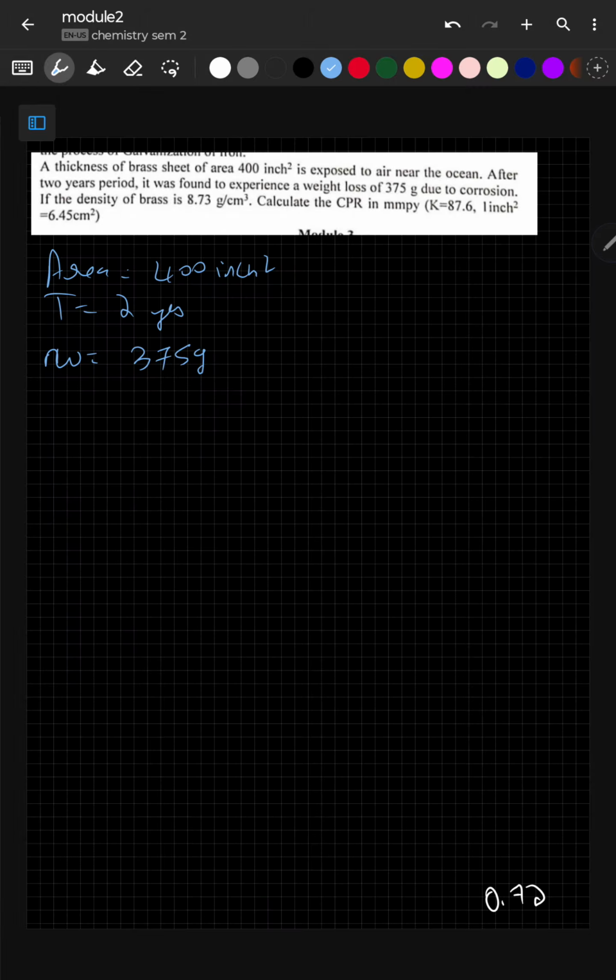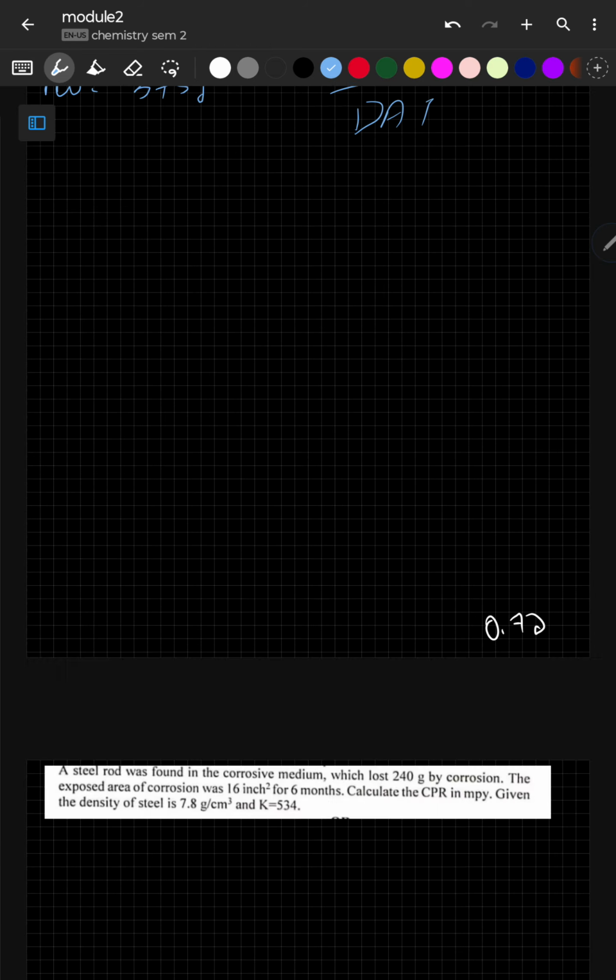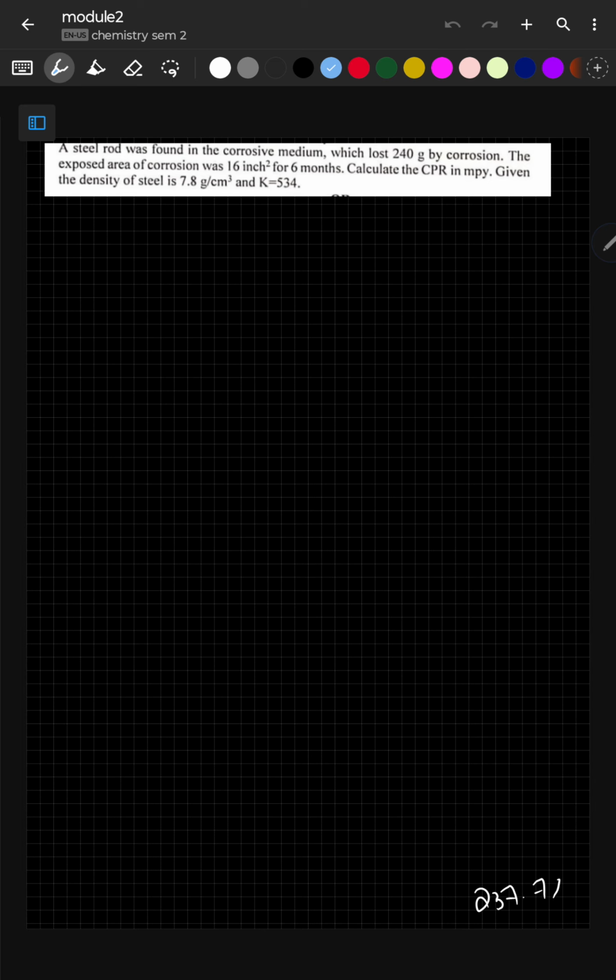Question number 3. A thickness of brass sheet of area 400 inch square exposed to air near the ocean. After 2 years time period was found to experience a weight loss of 375 grams due to corrosion, the density is 8.73 gram. Same thing. We have done mmPy, MPy both. They've given the K value also, and they've given 1 inch how much also. So everything they have given, you just have to remember the formula KW by DAT. Since I've already done this question, I'm not going to do it again.